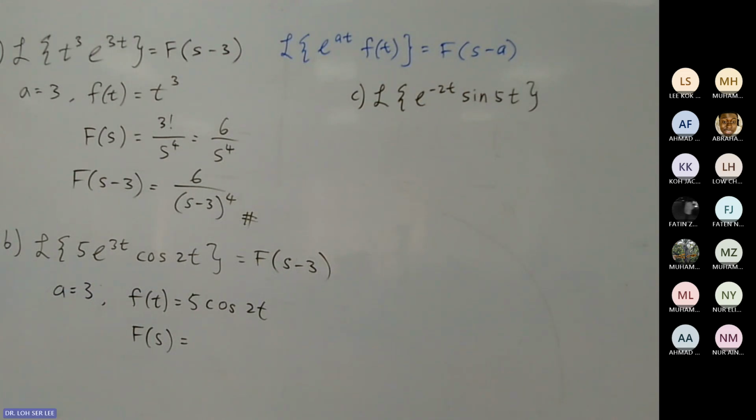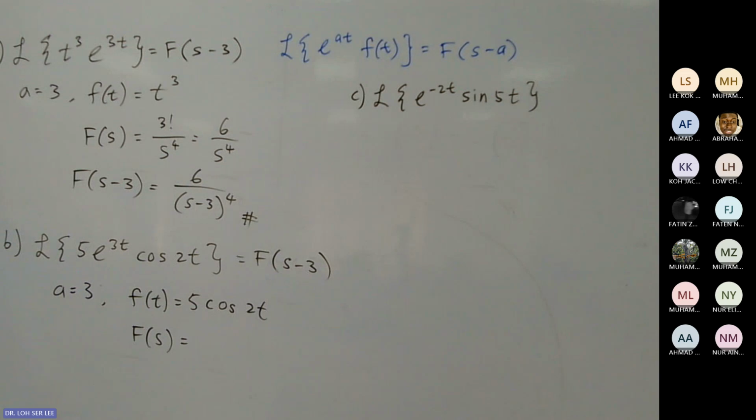All this while, this first translation is quite popular. Quite popular, but normally when you see the first translation question, it will be some.